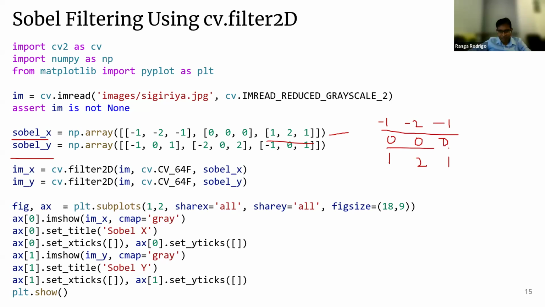This kernel detects horizontal edges. This is the kernel, and this is the kernel in the y direction. So remember, our convention is this y direction and this is x direction. Please remember that.